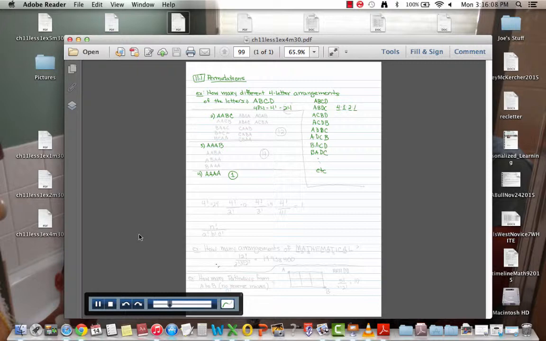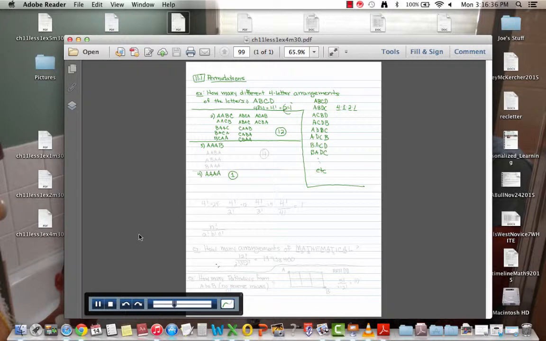Now when I try AABC, every time I switch an A with an A, I end up with the same arrangement. So I do still have a number of different arrangements, but not quite as many as I had in the last one. And try as you might, you've got 12 arrangements exactly, which by no coincidence is exactly half as many as when the letters were all different.